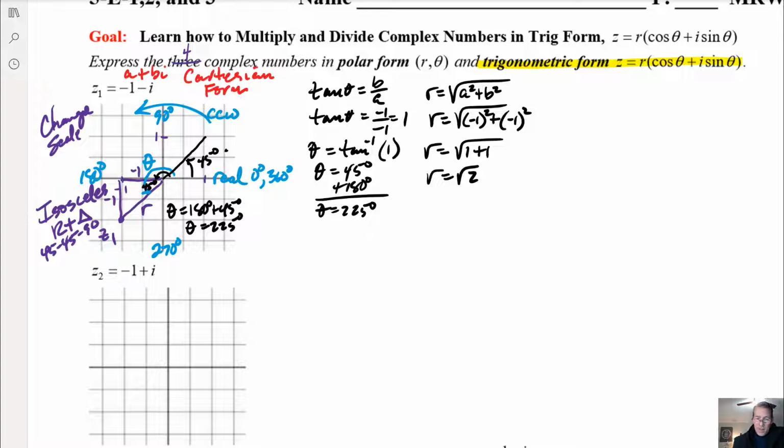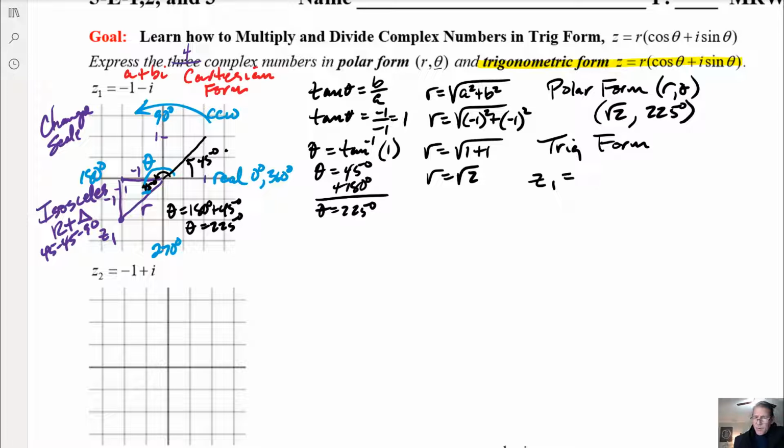Okay, now here comes the form. So let's do polar form first. And right here, polar form is r comma theta. So r comma theta for this one is root 2 comma 225. Okay, trig form is what we need though, so let's write that. So z1 is equal to root 2 times cosine of your angle, 225 degrees, plus i times the sine of 225.